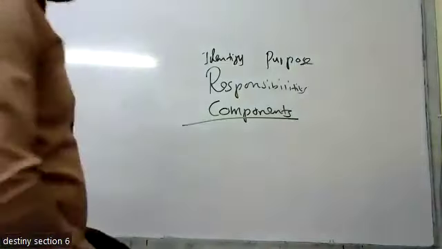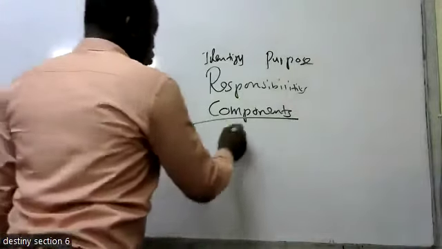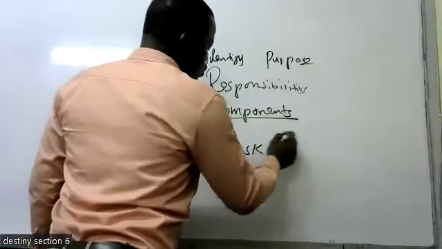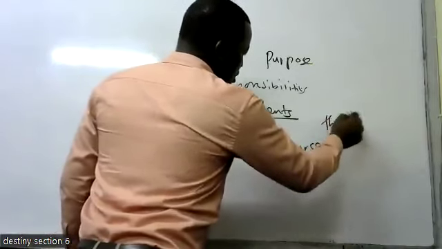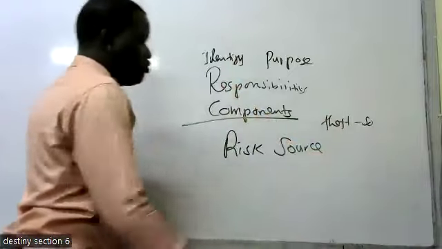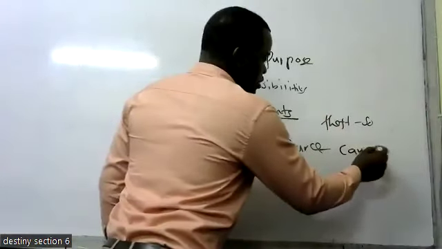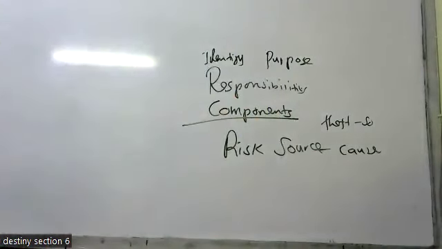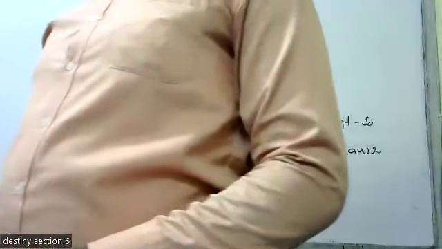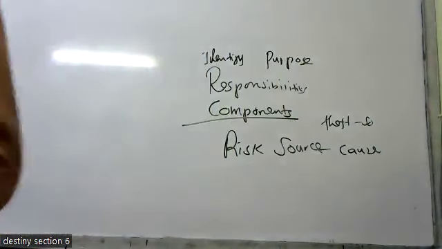The number two component is the risk source. We should identify all of these risks. Now, what's the source of that? You must be able to tell the cause. What's the cause of that particular identified risk? That will be the second component, the risk source.